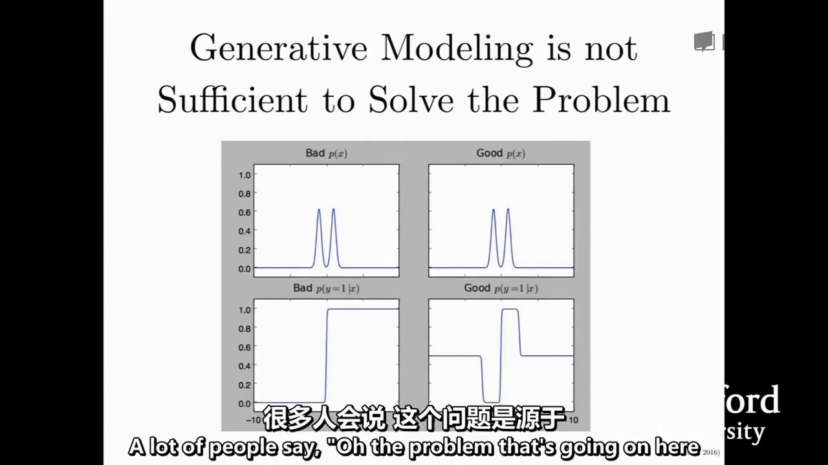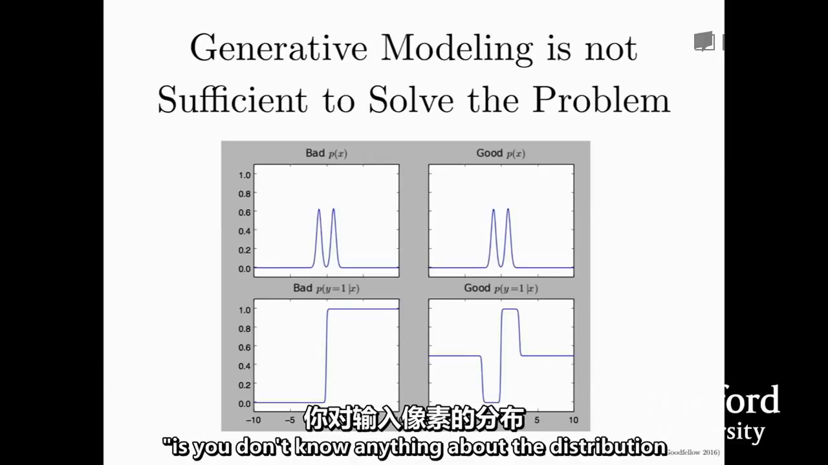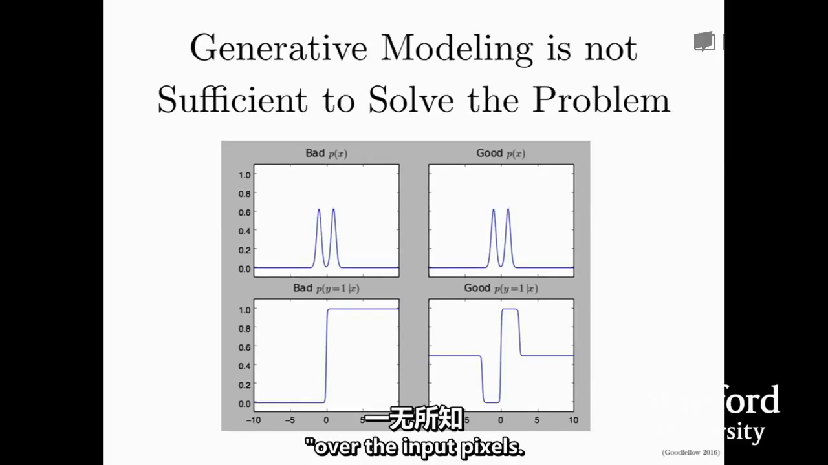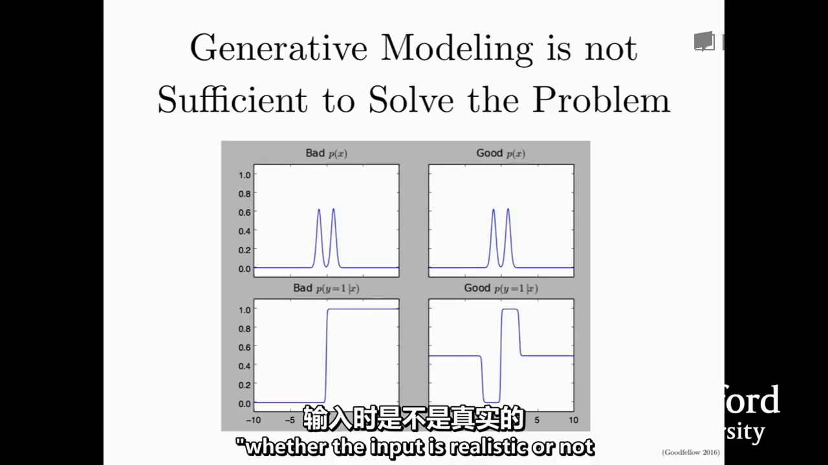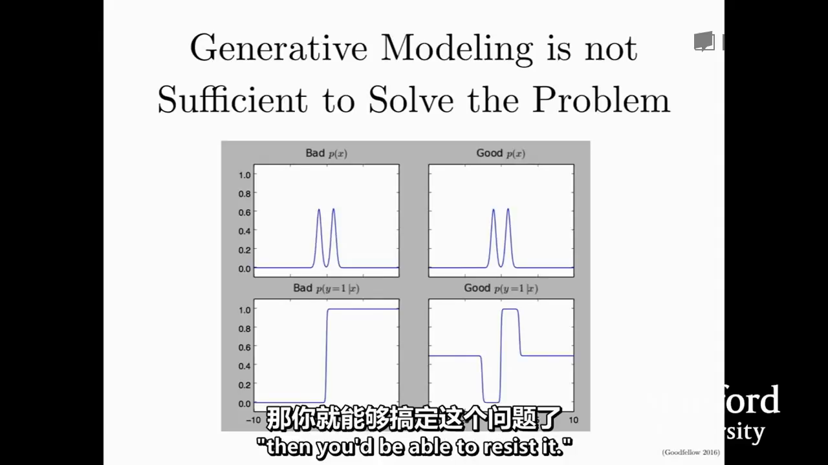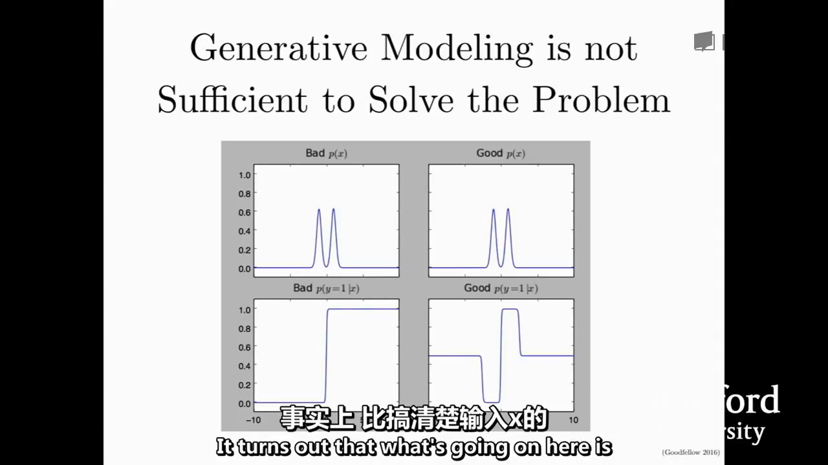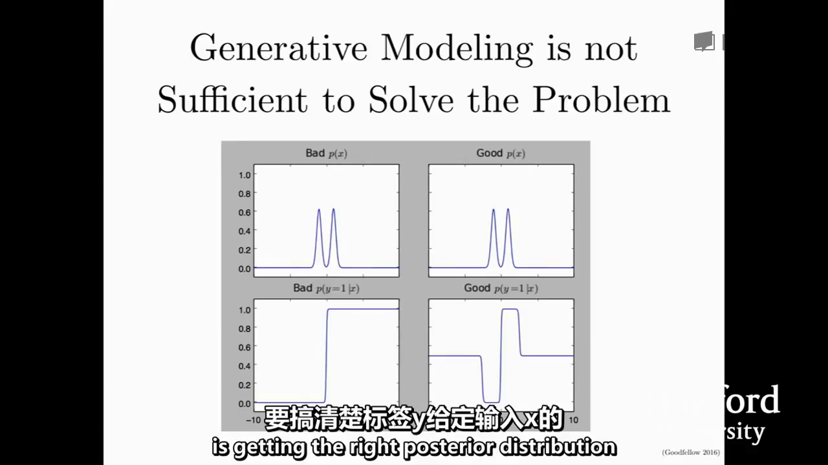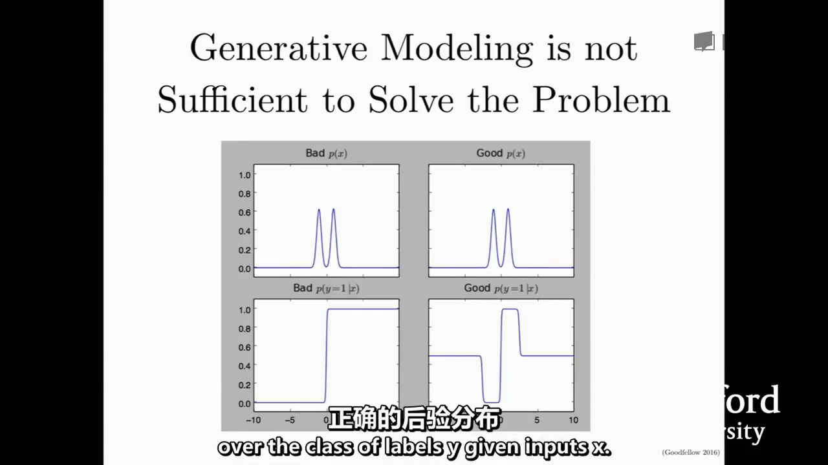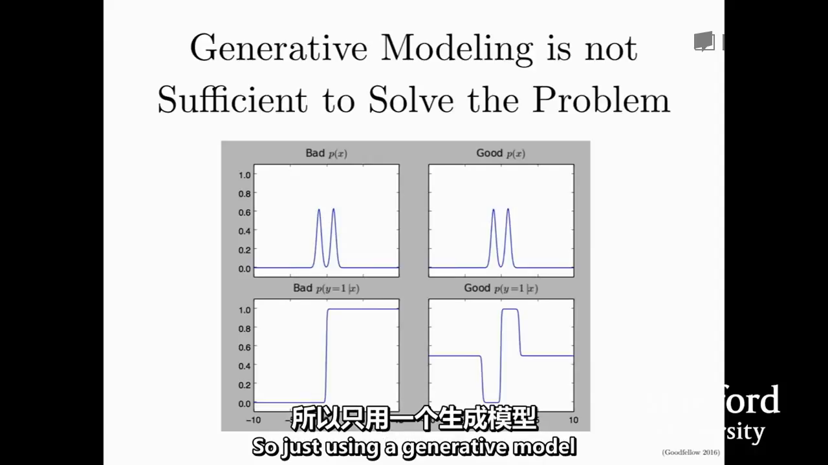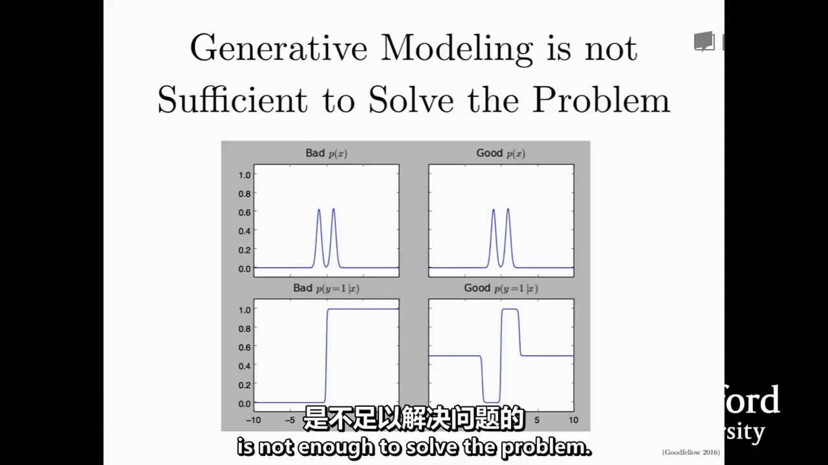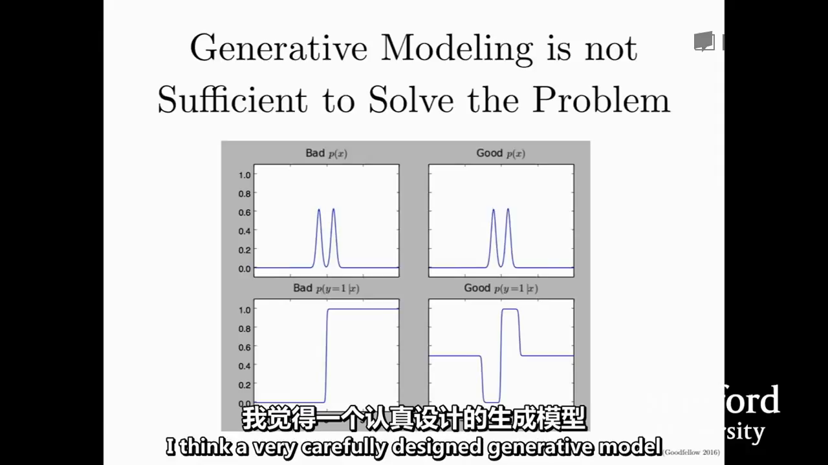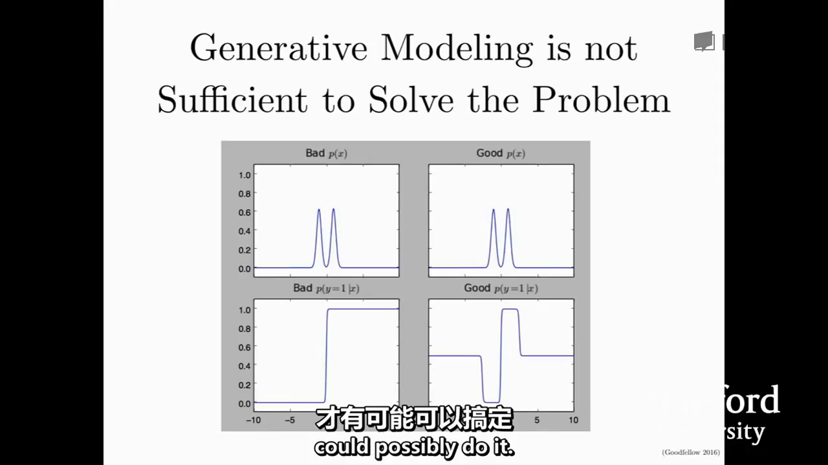A lot of people say, oh, the problem that's going on here is that you don't know anything about the distribution over the input pixels. If you could just tell whether the input is realistic or not, then you'd be able to resist it. It turns out that what matters more than getting the right distribution over the inputs x is getting the right posterior distribution over the class labels y given inputs x. So just using a generative model is not enough to solve the problem. I think a very carefully designed generative model could possibly do it.